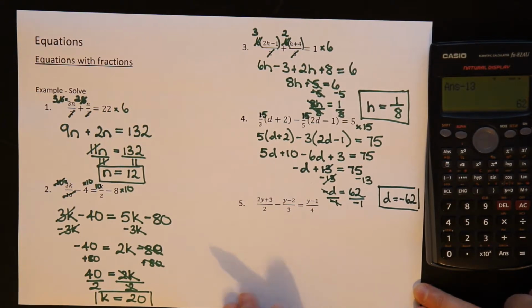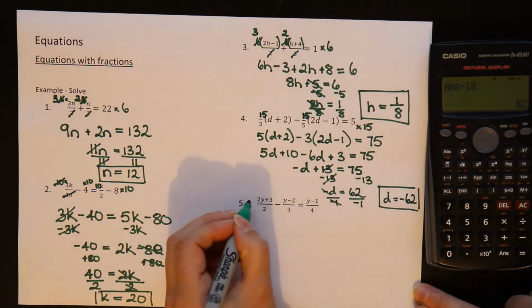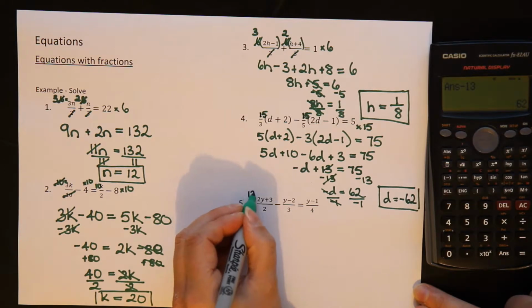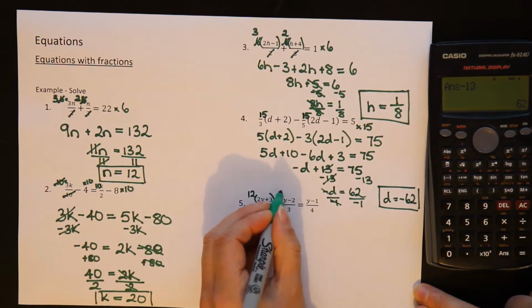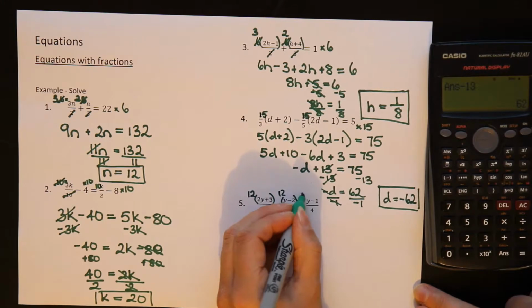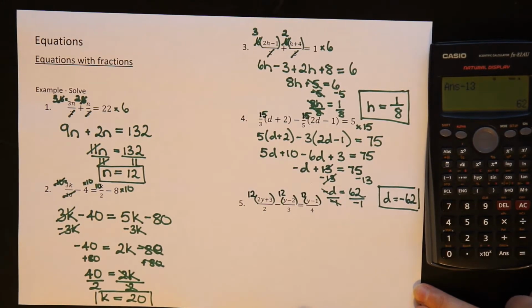Okay, question 5. I have 3 fractions here. I need the lowest common denominator of 2, 3, and 4. Well, 2 is a factor of 4, so we can ignore the 2. Let's just consider the 3 and the 4. 3 and 4, the lowest common denominator would be 12. So everything here, we're going to put a 12 in front of that, a 12 in front of that, and a 12 in front of that.